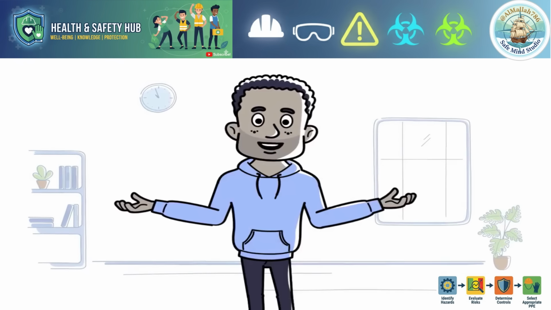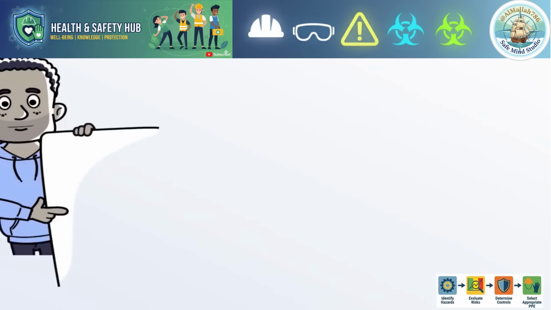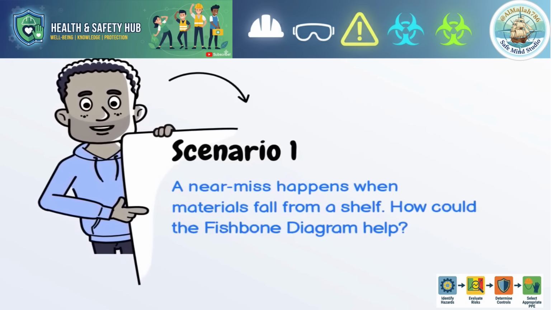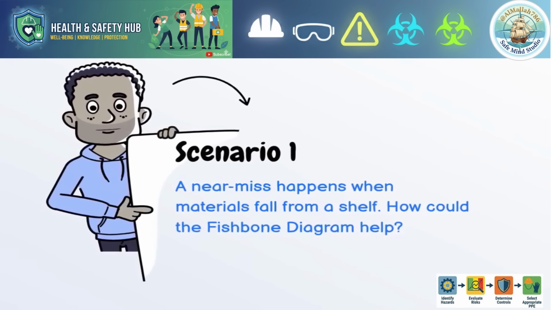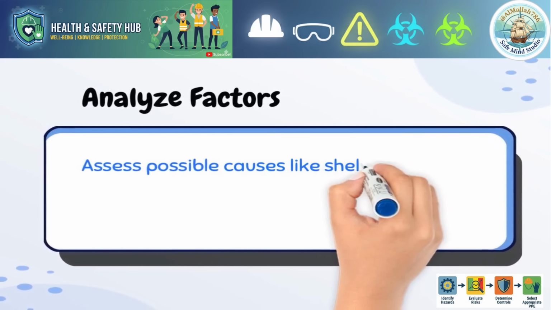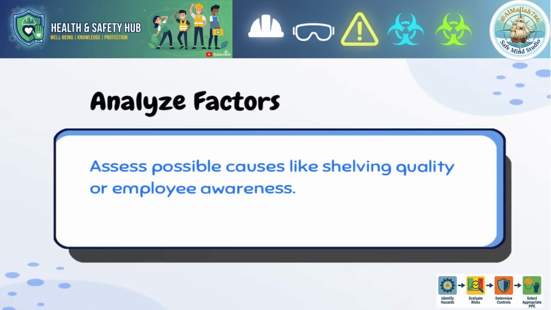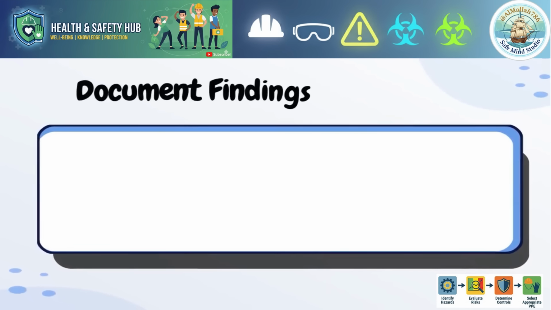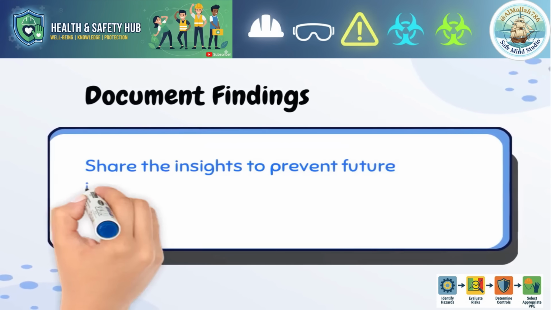Let's test your understanding with some real-life examples. Imagine a scenario where a near miss occurs due to falling materials. Analyze factors. Assess possible causes like shelving quality or employee awareness. Document findings. Share the insights to prevent future incidents.